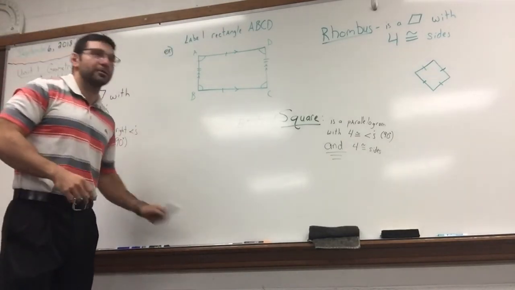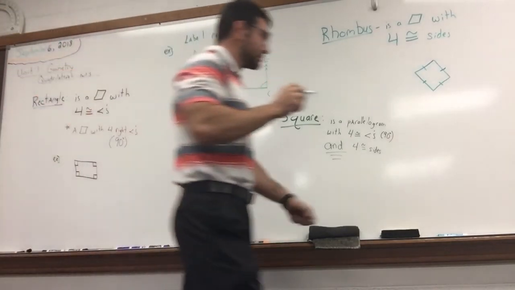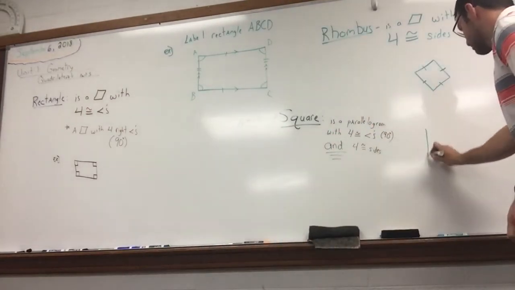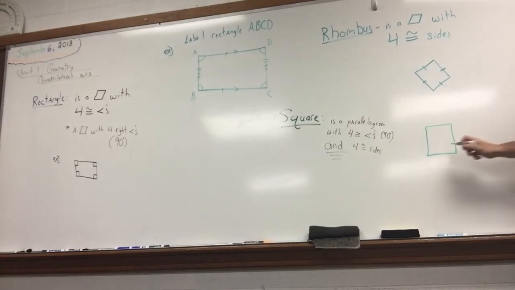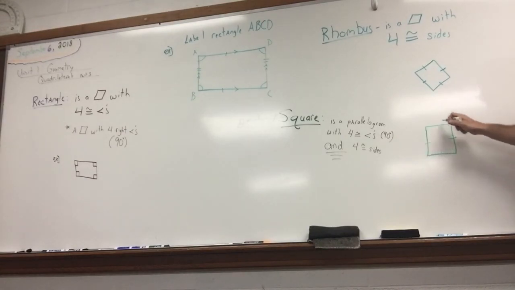Actually, let's draw one. Not too hard. Let's draw one for it to be a square. If I just give you this right here, what is this? If I said, give me the most accurate name of what I've just drawn right now, what is this picture? Ryan, what do you think?